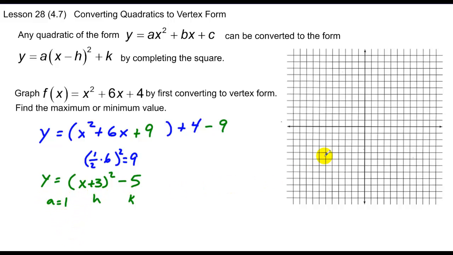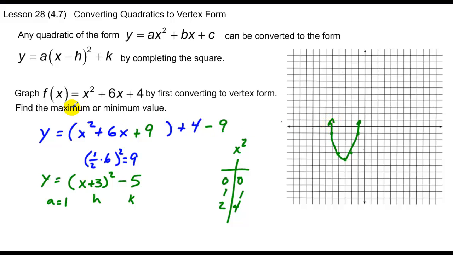So I can go ahead and graph that by moving back 3, down 5, putting a dot, and then using my parent function, which is x squared, and that gives me 0, 0, 1, 1, 2, 4. And that's symmetric in both directions. So if I go over 1 and up 1, over 2 and up 4, and then do that on the other side as well, I get a picture of my parabola.